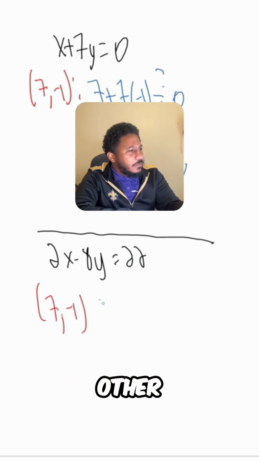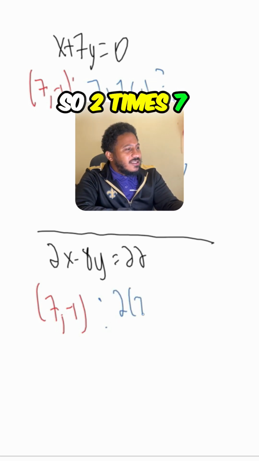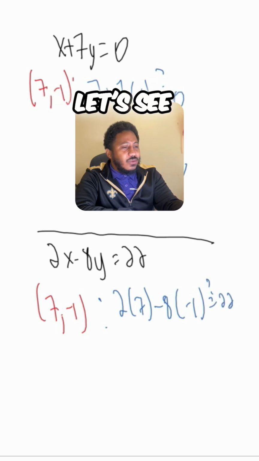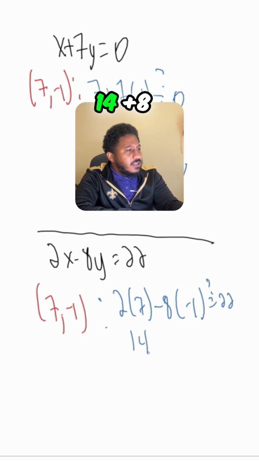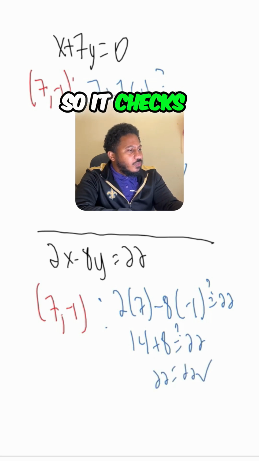Let's plug into the other one. If I plug in 7 for x and negative 1 for y, so 2 times 7 minus 8 times negative 1. Is that equal to 22? Let's see. So that's what, 14 plus 8. Is that equal to 22? It sure is. Yep, 22 equals 22. Yep. So it checks out.